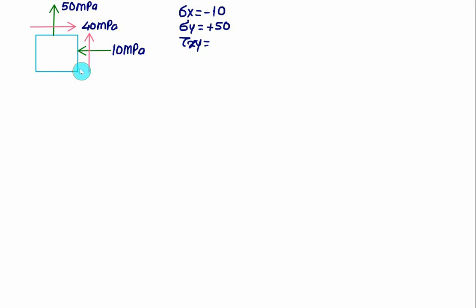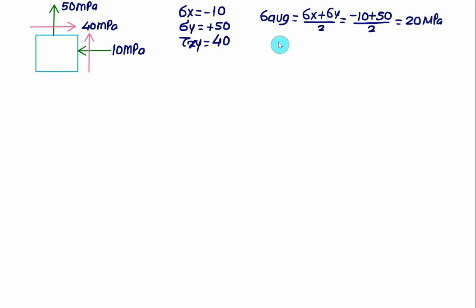Since this one is on a positive face and is going upward, we take it as a positive value. This one is also on a positive face and going in the positive x direction, so it is taken as a positive value. So from this, the coordinate of the center, that is sigma average, will be sigma x plus sigma y divided by 2. Here sigma x is minus 10 and sigma y is 50, divided by 2. So minus 10 plus 50 is 40, and 40 divided by 2 is 20 megapascal.